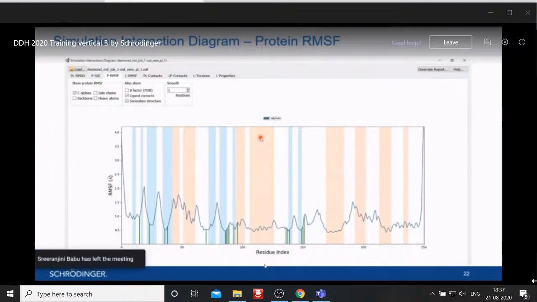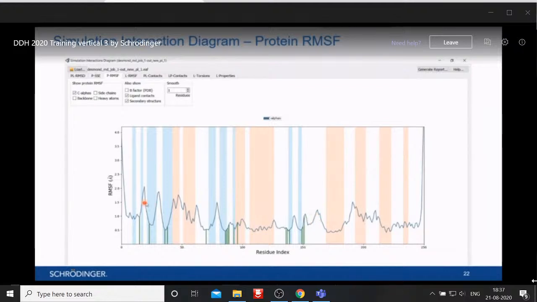You can also see the various bands, like this faint orange color or faint cyan color band. Those belong to the secondary structure. And one of the critical observations you can make is that the region which is present in the helix region, meaning this faint orange color band, you can see the RMSF value is very low. And the same thing also applies for the region which is present in the cyan color band. But whatever is present in white color means loop region.